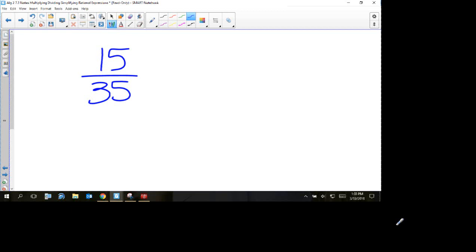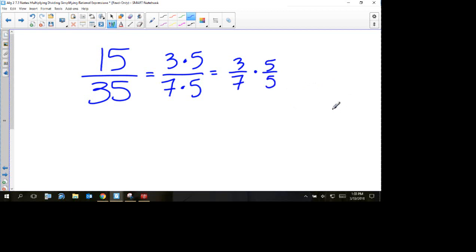So what you're actually doing is you're factoring out a 5. You're saying 15 is the same thing as 3 multiplied by 5, and 35 is the same thing as 7 multiplied by 5. And how do you multiply fractions? You multiply straight across. So I could separate this into 3 sevenths multiplied by 5 fifths. And what's 5 fifths equal?